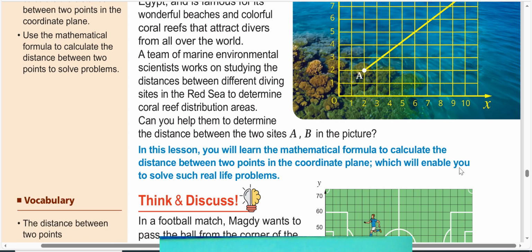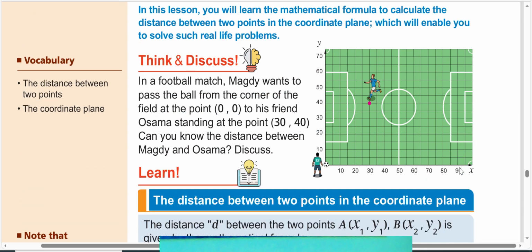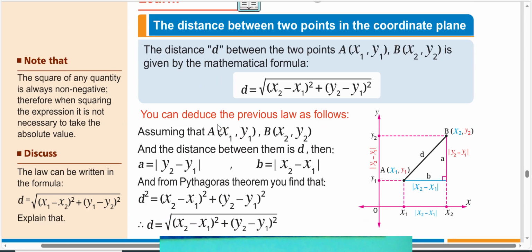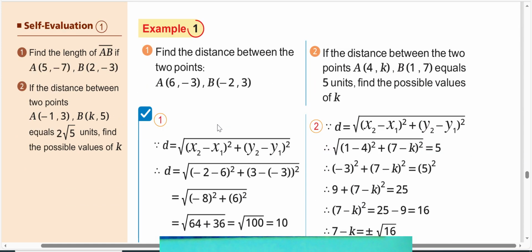The rule is the square root of (x2 minus x1) to the power 2 plus (y2 minus y1) to the power 2, all under the square root. You can use the rule for the distance between the points A and B. D refers to the distance: D equals the square root of (x2 minus x1) power 2 plus (y2 minus y1) power 2. Okay, let's look at example number 1.